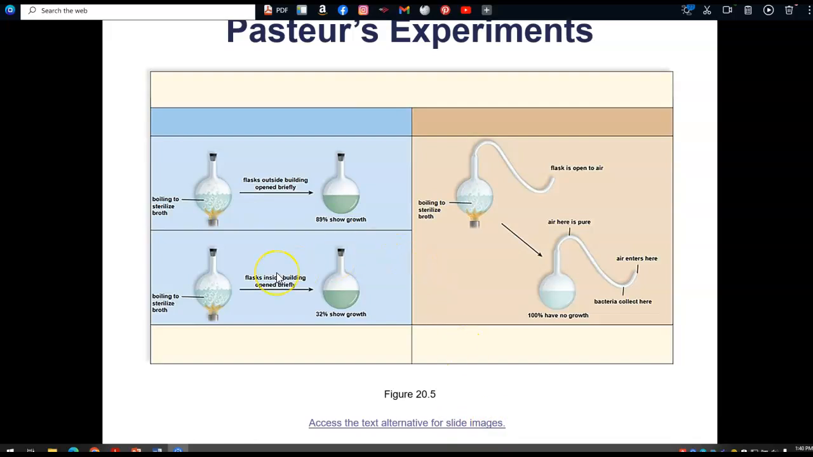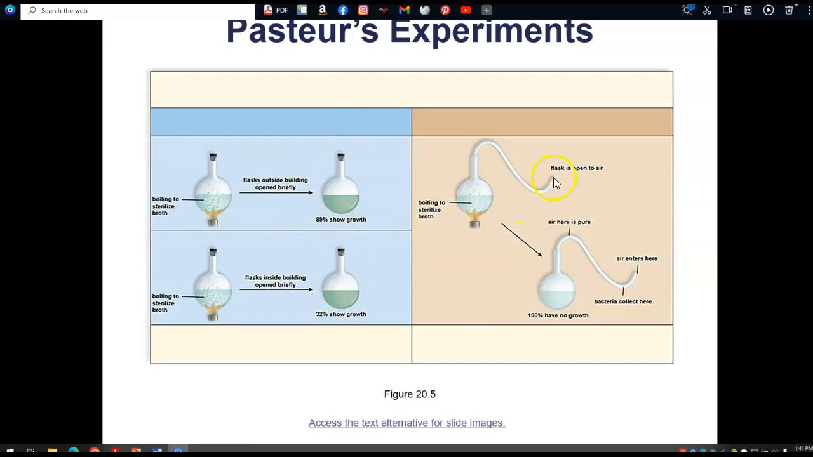So Pasteur boiled broth and then briefly opened the flask that he boiled the broth in. So he sterilized the broth, opened the flask briefly, and 89% showed growth. Then he did the same experiment. The first one was done outside the building and the second one inside the building, and in the second one, only 32% showed growth. But basically it proved that bacteria or organisms can get in from the air.